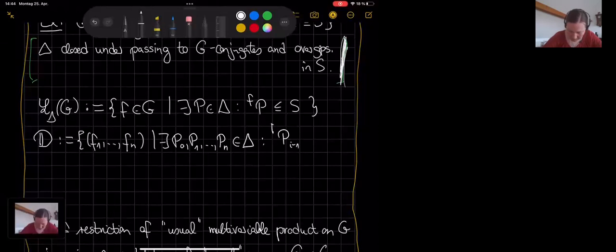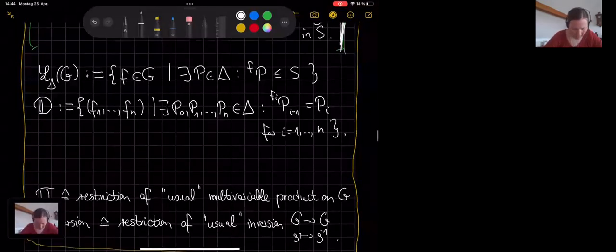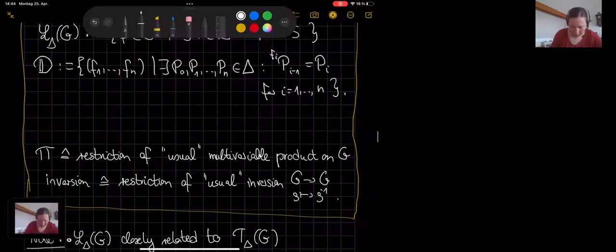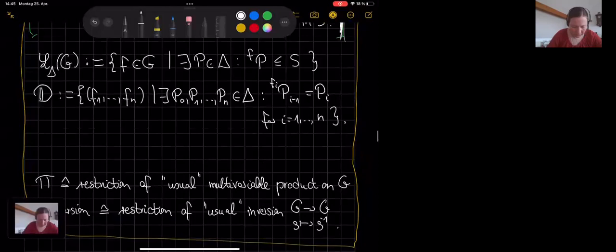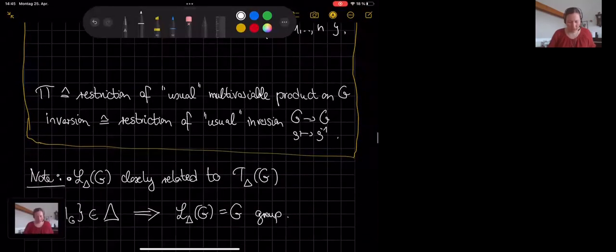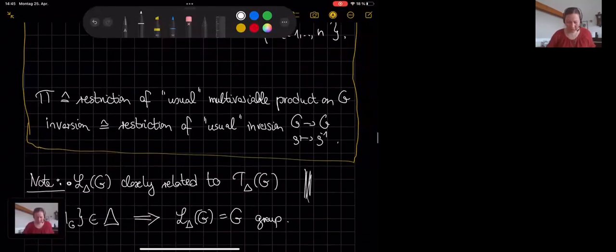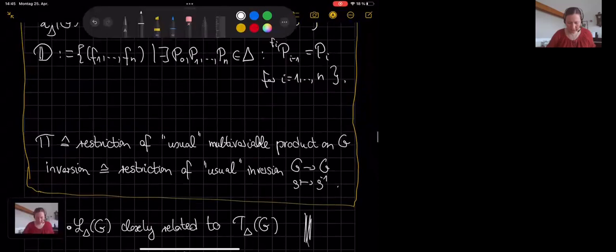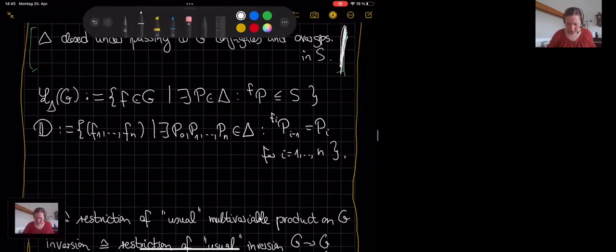Pi minus 1 conjugate under Fi is Pi for i between 1 and n. And then the product is just the restriction of the usual product on G, and the inversion is just the restriction of the usual inversion, and this gives me a partial group. As I said already, this is closely related to the category T delta of G, as you can hopefully observe.